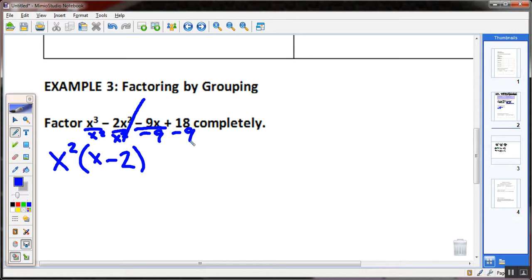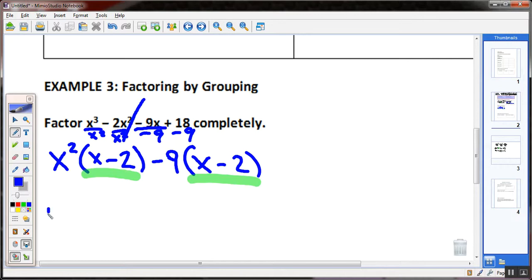Now watch what happens. This is really cool. This becomes minus 9 that we're taking out. Okay, if I take a negative 9 out of negative 9x, what's left? X. What's 18 divided by negative 9? Okay. What do you notice about these two parts that are in parentheses? They're the same. And when that happens, kids, it's kind of like saying I took x minus 2 times the x squared and x minus 2 times the minus 9. It's like x minus 2 got distributed to both of those terms. So this is the really important part right here.